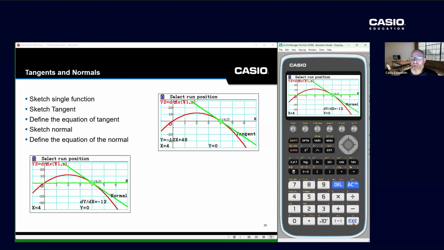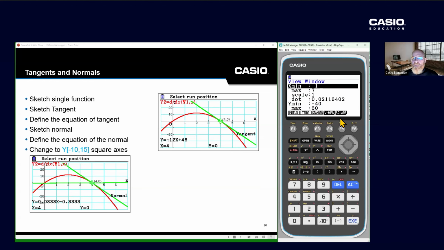We can define our normal equation by pressing execute again. But one of the things that is worth pointing out is that the tangent and the normal should be perpendicular. And on our graph at the moment, it doesn't look like that. That is because we don't have any square scales. They are uneven. So what we need to do is change the view window.